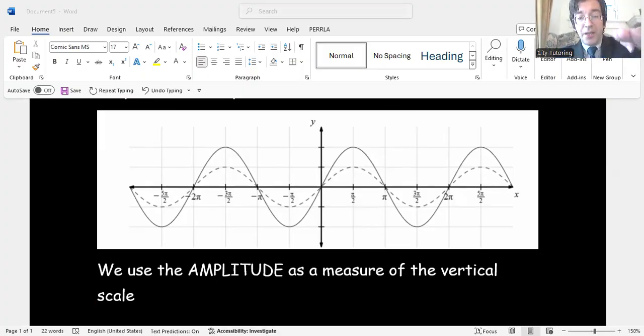So the amplitude equals half the vertical distance between the maximal, the highest, and the minimal, the lowest point of the graph. Or equally, you can say that the amplitude of a sine or cosine function is half the difference between the maximum and the minimum values of the function. So the amplitude of sine of x by itself is just 1, and the amplitude of 2 sine of x is 2.